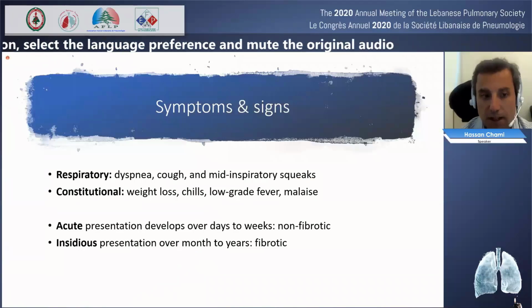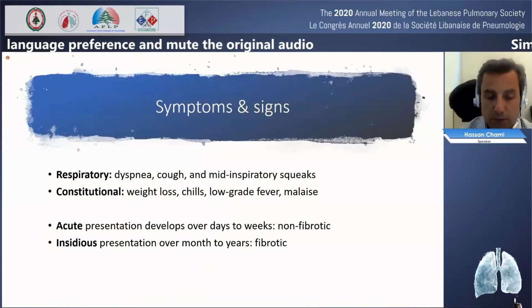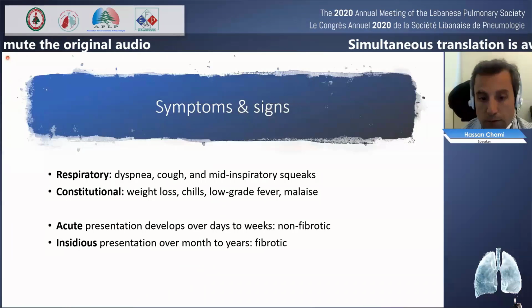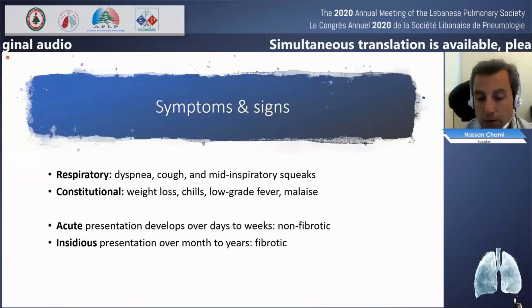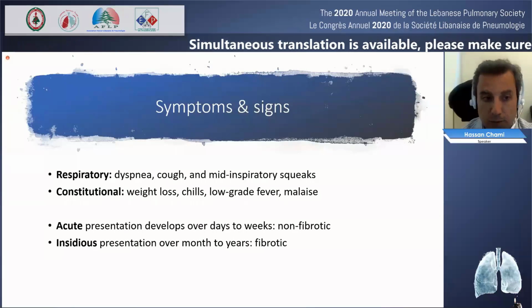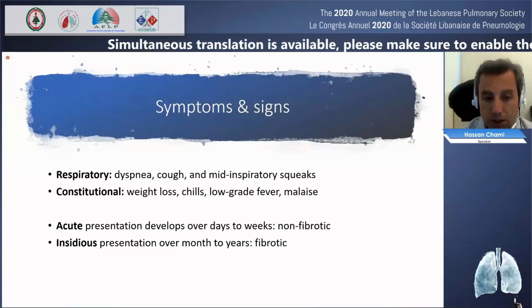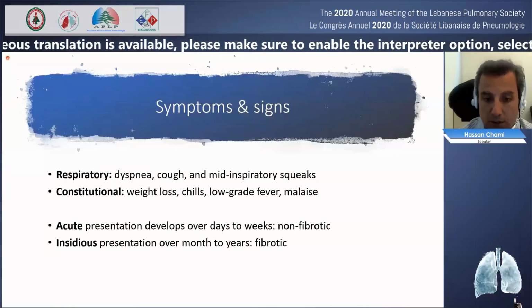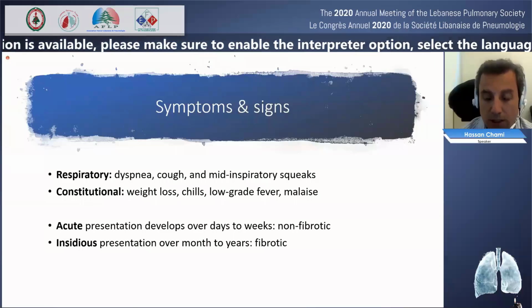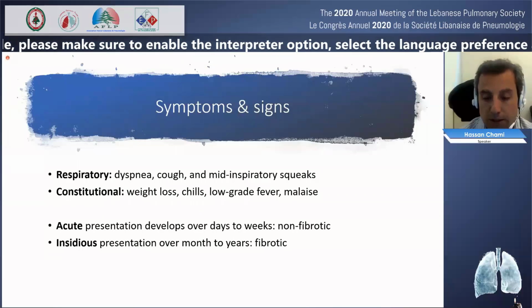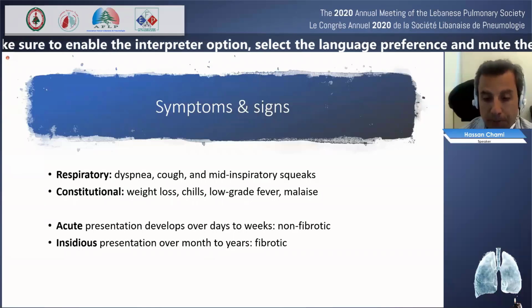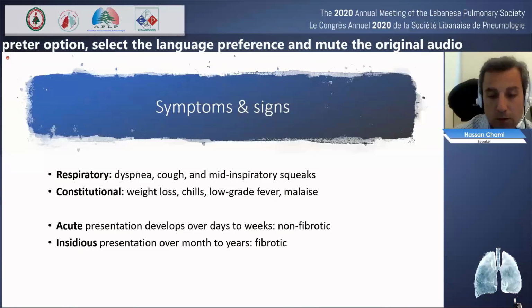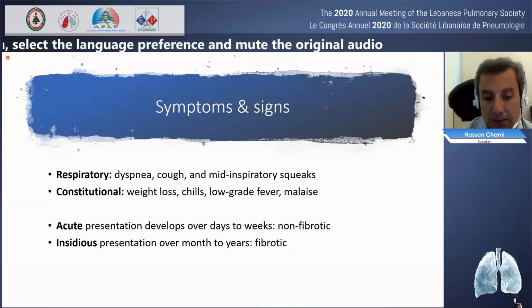Now, the symptoms and signs of HP include both respiratory symptoms and constitutional symptoms, and the presentation could be acute, developing over days to weeks, which is most commonly compatible with the non-fibrotic type. These acute presentations tend to occur at hospitals, in the emergency room. Many of the patients could be misdiagnosed as having pneumonia and may not end up in the interstitial lung disease clinic. It's only when these patients have recurrence or a more protracted illness that they end up being recognized.